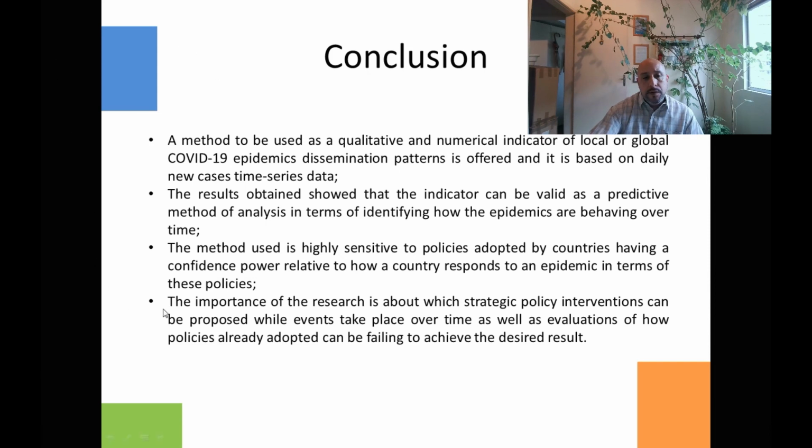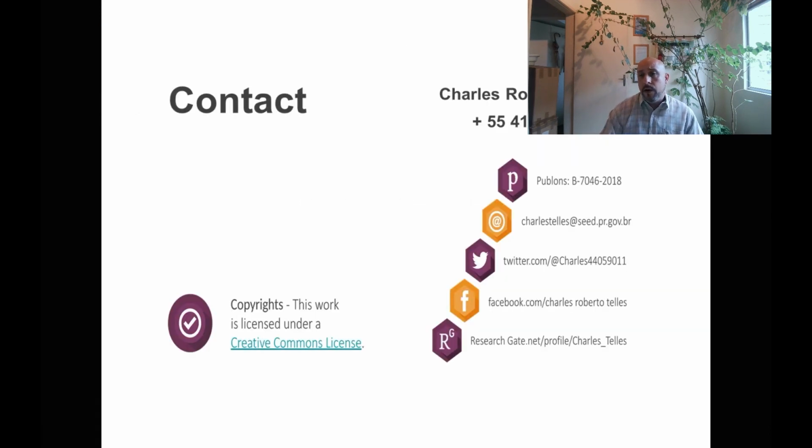The third point of the conclusion: the method used is highly sensitive to policies adopted by countries, having a confidence power relative to how a country responds to an epidemic in terms of the policies implemented by this country. And the importance of this research is about which strategic policy interventions can be proposed, what we learned from past experience, and how we can make new predictions based on those experiences. So it's a very interesting numerical indicator. And we are fully open to contact and also critiques or other implementations of the method.